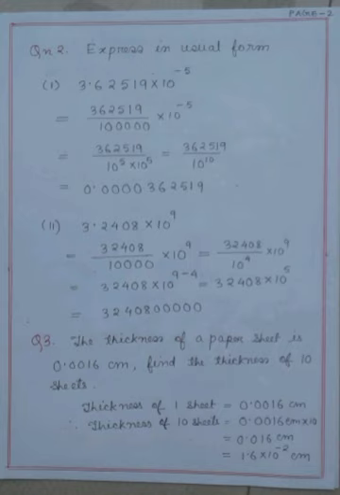Question number 3, the thickness of a paper sheet is 0.0016 centimeter. Find the thickness of 10 sheets. It is very easy. Thickness of one sheet is 0.0016 centimeter. Therefore, thickness of 10 sheets will be 0.0016 centimeter into 10, which is 0.016 centimeter, which if I write in standard form will be 1.6 into 10 to the power minus 2 centimeter.